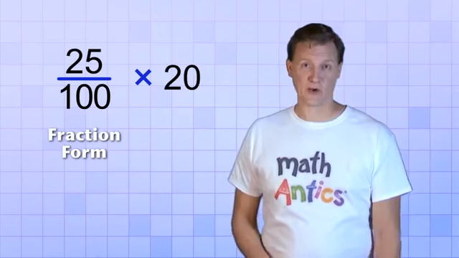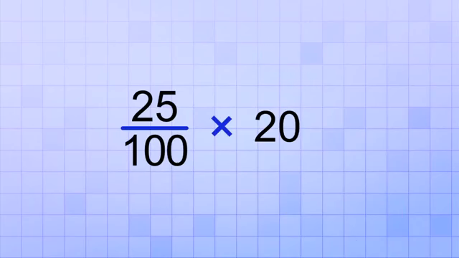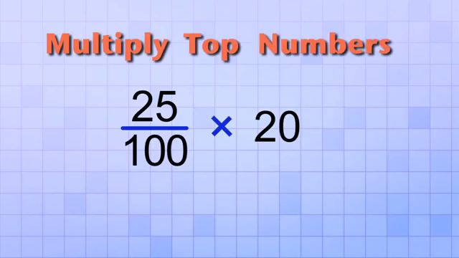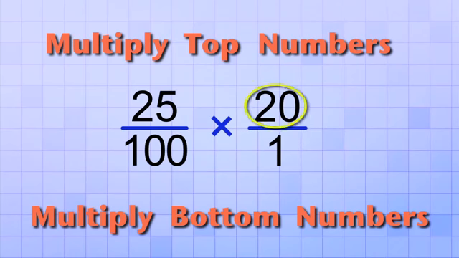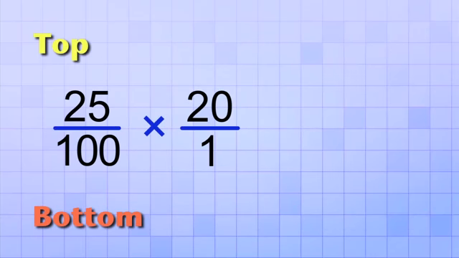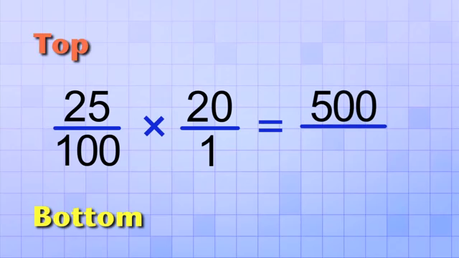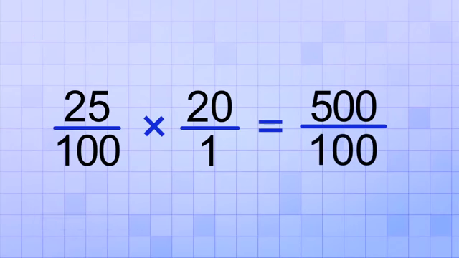Now that's a problem we know how to do. To multiply fractions, we just multiply the top numbers, and then we multiply the bottom numbers to get the answer. And we can just write 20 as a fraction by putting 1 as the bottom number, because 20 over 1 is the exact same value as 20. So, let's go ahead and multiply. On the top, we have 25 times 20, which gives us 500. And on the bottom, we have 100 times 1, which is just 100. So our answer is 500 over 100.